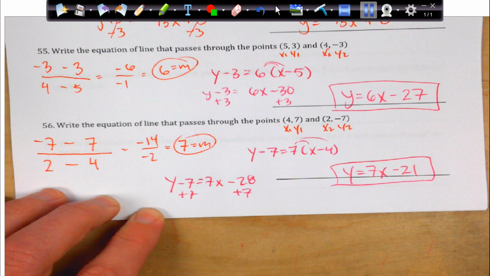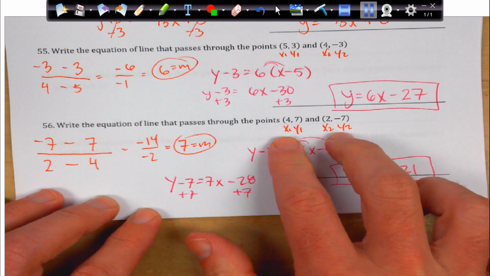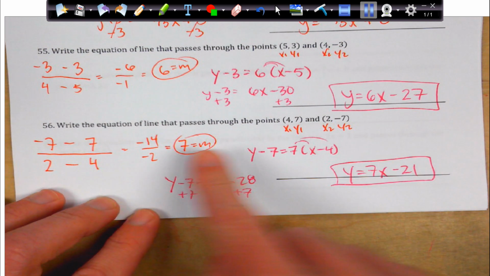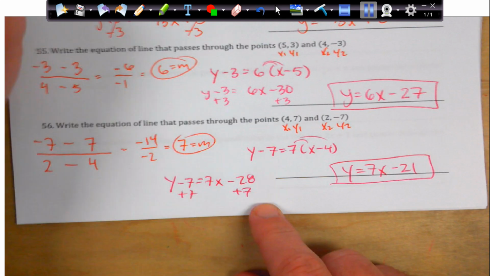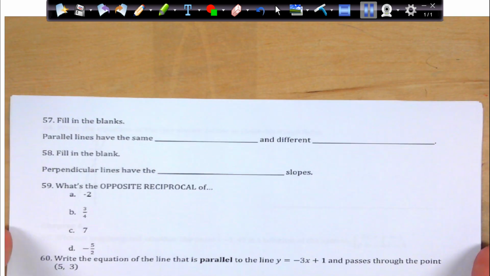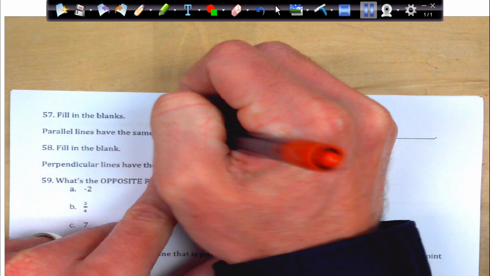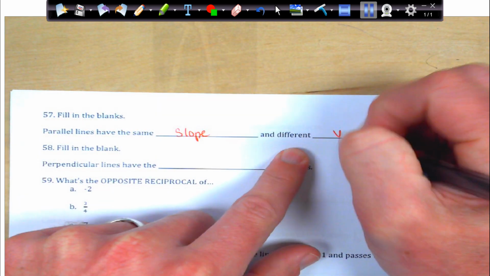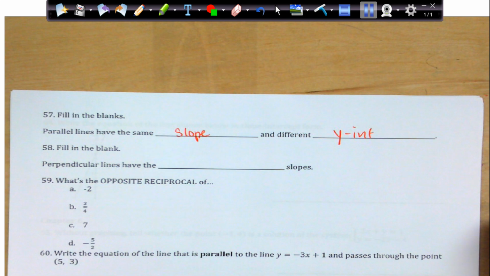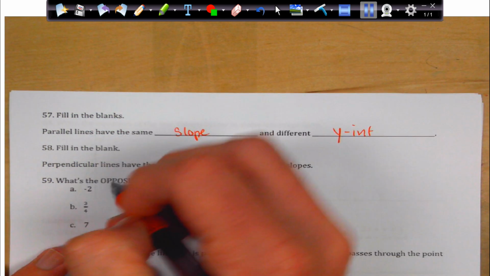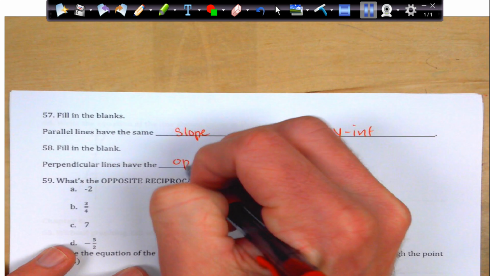Boom. Okay, so again, a little lengthy, but we use slope formula to find the slope. Then with the point and the slope, we put it into point slope. Alrighty. Ooh, fill in the blanks. I'm good at these. Parallel lines have the same slope and different y-intercept. Okay, if they have the same intercept, they'd be the same line. Perpendicular lines have the, well, words right there, opposite reciprocal slope.